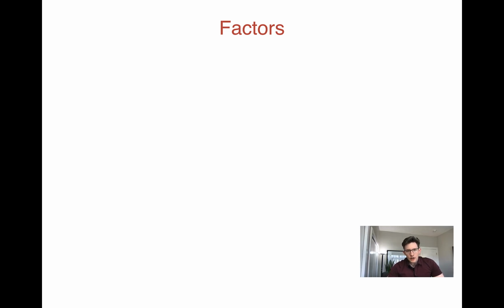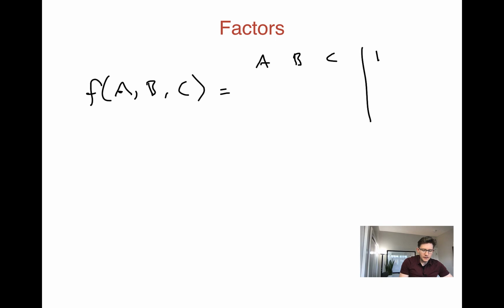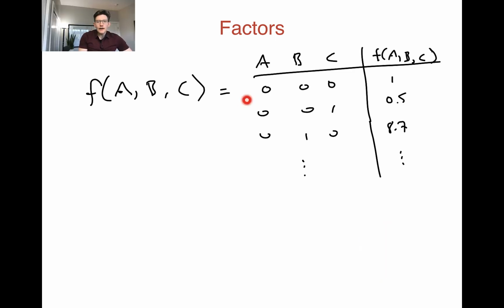Before we discuss the algorithms specifically, let's define a few things. The first is a factor. By factor, we just mean a probability table over some set of random variables. So if I write f of a, b, and c, I could write this down as some table where we have a, b, and c. And for every possible assignment, here we're imagining A, B, and C are binary, but they don't have to be in general, there's some value of f of A, B, and C.